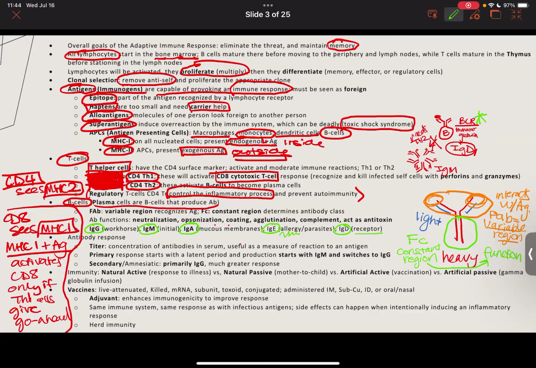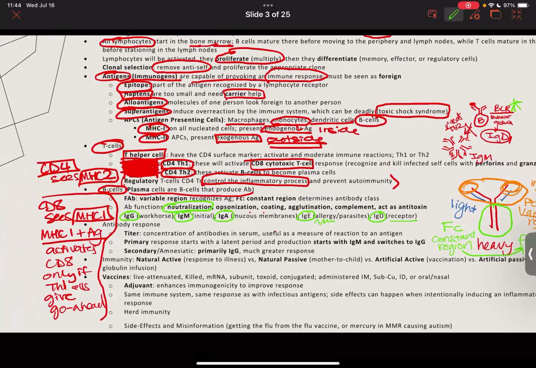And it's so effective and so efficient. It'll make up 80 to 85% of all of your antibodies. They can do all of the things that antibody can do, which includes the things above: neutralization, opsonization, coating, agglutination, and complement activation, and acting as antitoxin. So I'm going to walk through each of those functions.